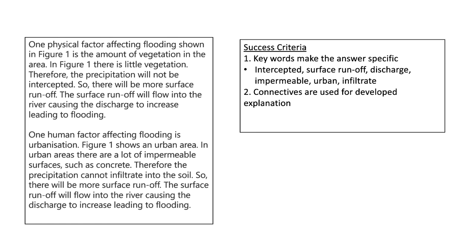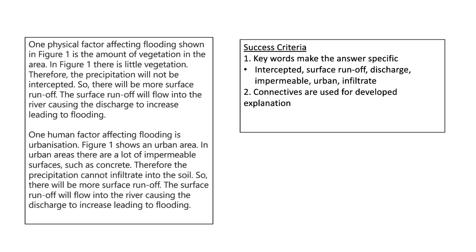get in the way of precipitation that's falling to the ground. Surface runoff, that's the flow of water over the ground, over the surface. Discharge, that's the volume of water within the river. Impermeable, that means a surface that does not allow water to get through it. An urban area, that's obviously a town or a city. And infiltrate. Infiltrate is when water flows through the ground, through the soil. So if you have an impermeable area, the water cannot infiltrate into the soil.